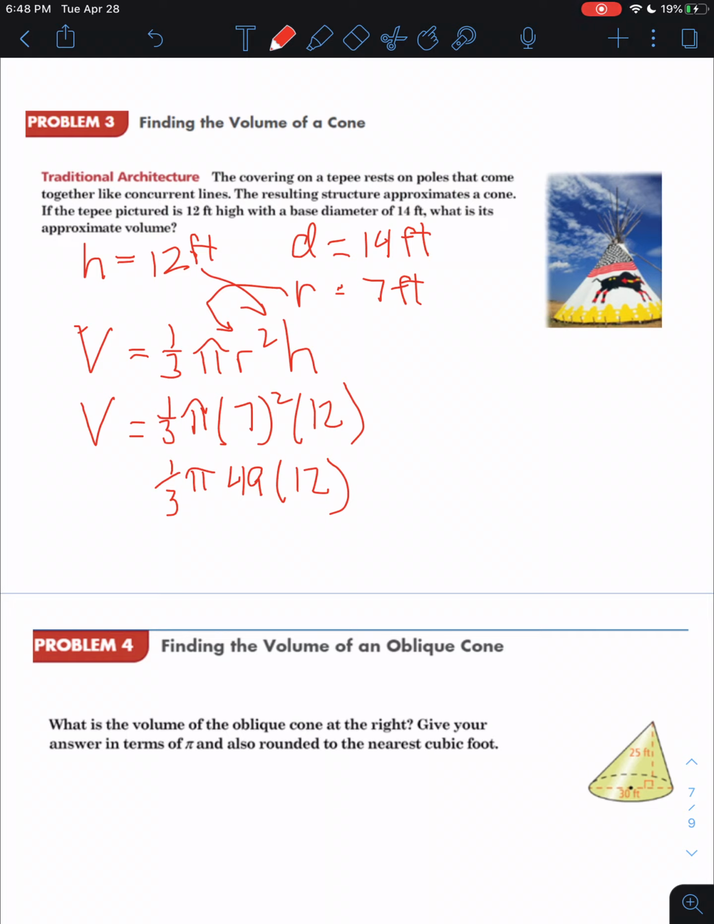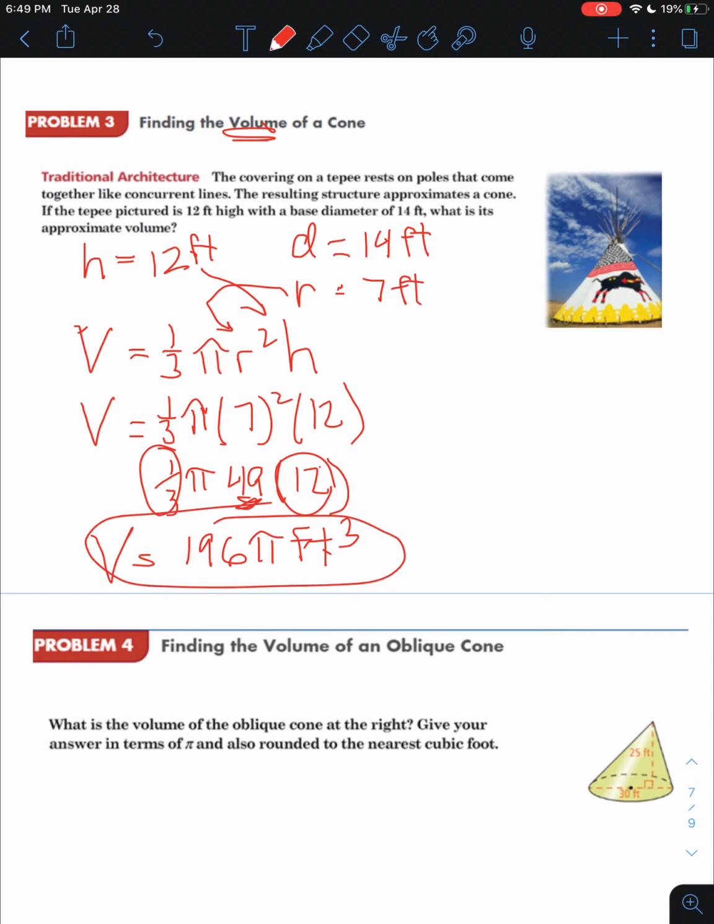So when I multiply these together, well, let's multiply the 1/3 and the 12 together, which would give me 4, and 4 times the 49 would give me 196. Almost 200 if it was 50. Okay, 196 pi. And that is going to be, again, it's a volume, so my units is going to be cubic. So this will be feet cubed. So there's the volume of that teepee. If you filled it full of water, it'd all drain out.